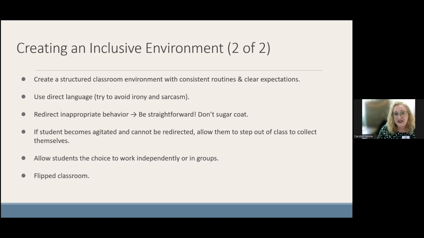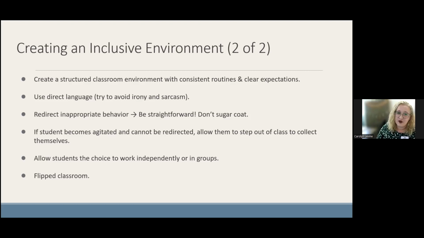Having a routine in your class. So if they know that every day when they come in, the first thing they're going to do is a vocabulary quiz, and then you're going to review what you talked about last time, and then the instructor is going to lecture, and then you're going to do independent work, whatever it is. It's helpful for them to feel like they know what to expect, even if the content is different, of course. Using direct language, avoiding irony and sarcasm.